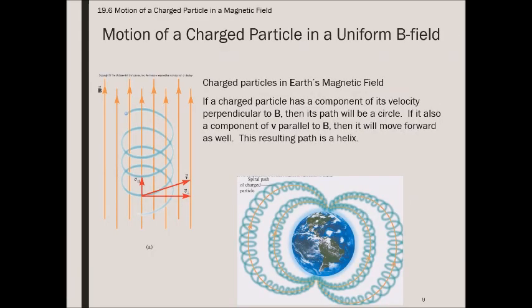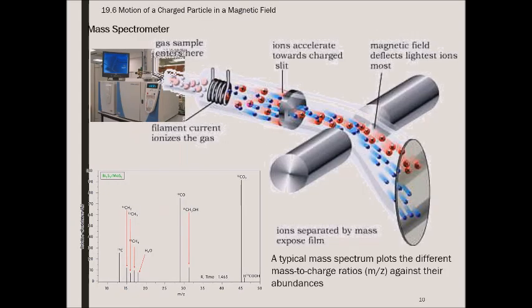Now, the charged particles within the magnetosphere of the Earth also move in these circles as they radiate into Earth, and this is why we get northern lights: these charged particles enter the atmosphere at the north and south pole. We also use these in mass specs. Mass specs don't travel in a complete circle, but we use these to bend particles based on their mass.